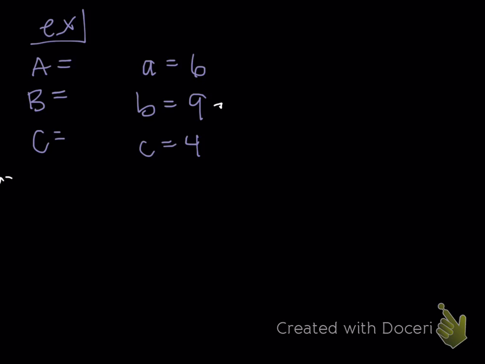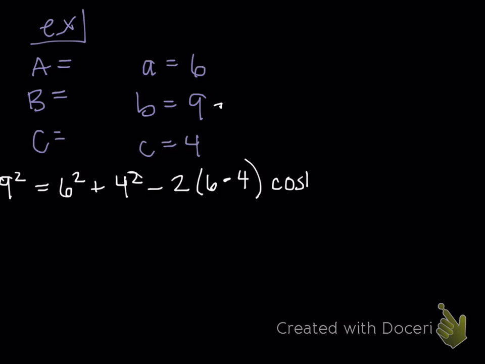So we'll have 9 squared equals, so B squared equals A squared plus C squared minus 2 times A times C times cosine of B. So notice the variable is now on the right hand side. So here I have 81 equals 36 plus 16 minus 48 times cosine of B.